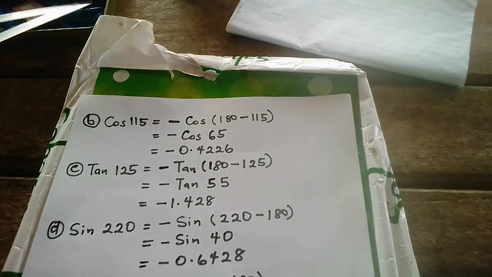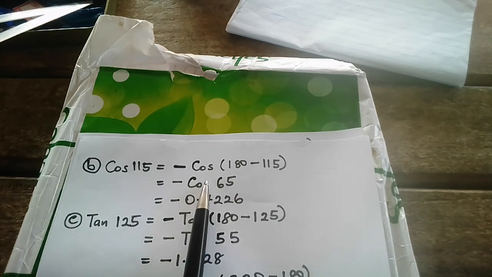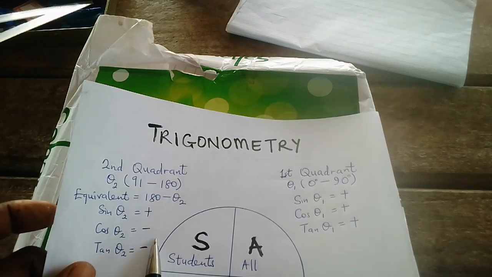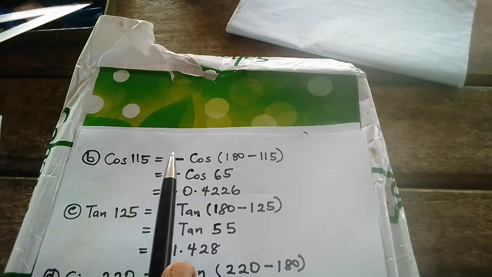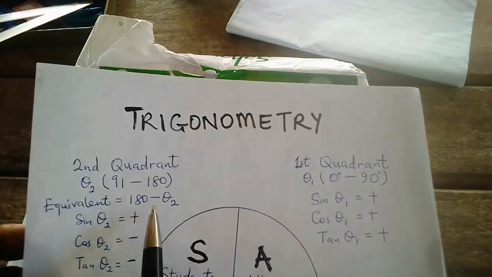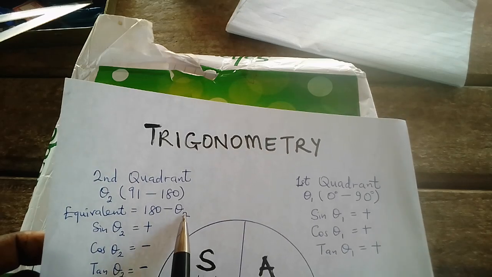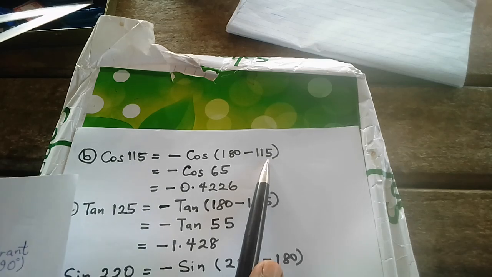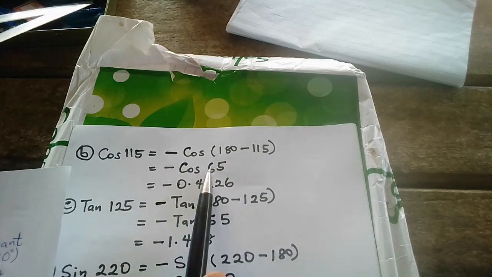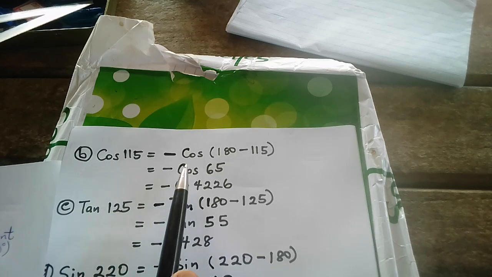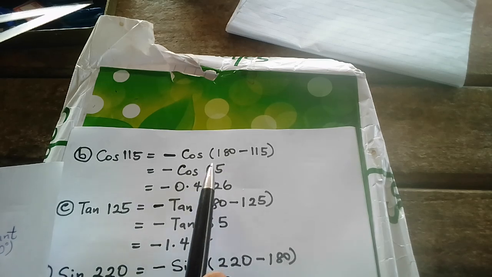Let's look at another example: cos 115. 115 is still in the second quadrant. In the second quadrant, cos is negative, so we have a negative here. The equivalent of 115 in the second quadrant is 180 minus theta 2, so 180 minus 115 gives us 65. The answer is going to be negative. Then we look for cos 65. What will cos 65 give us?